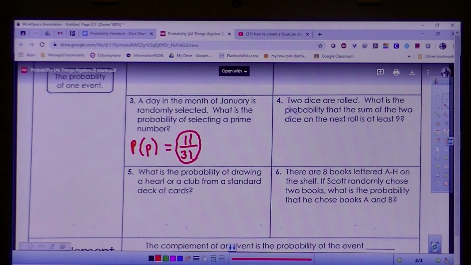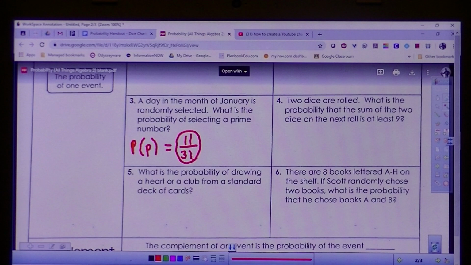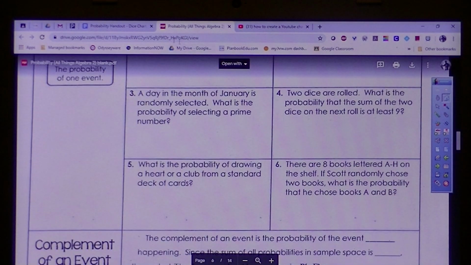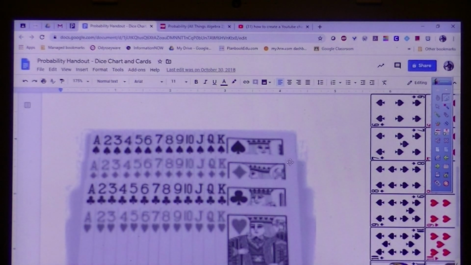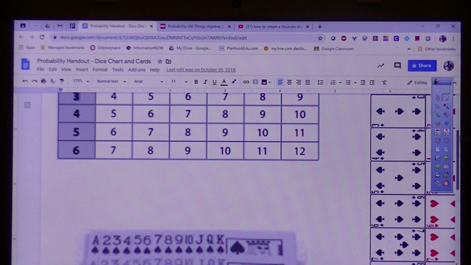Alright, so our next example here is 2 dice are rolled, and what is the probability that the sum of the 2 dice on the next roll is at least 9? Okay? So all the different ways you can roll to get 9. How could that happen? So I got another little handy thing here that could be helpful to us for figuring that out.